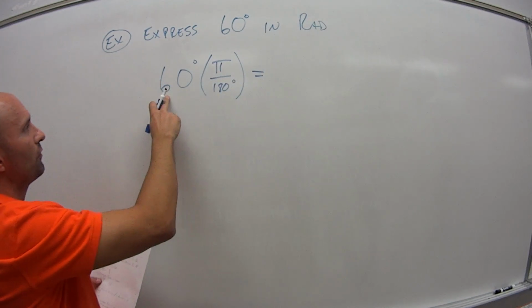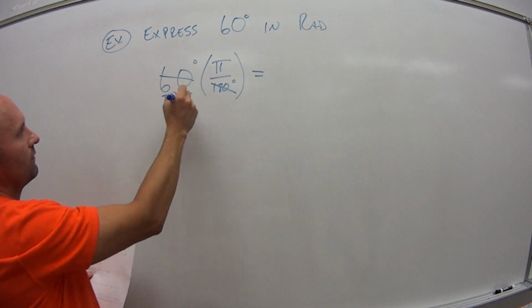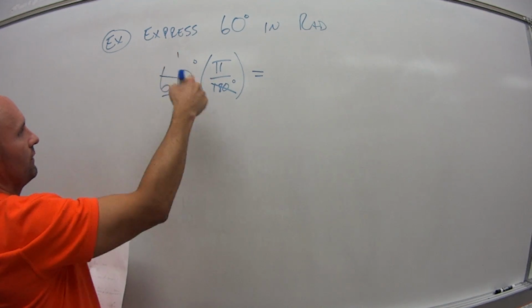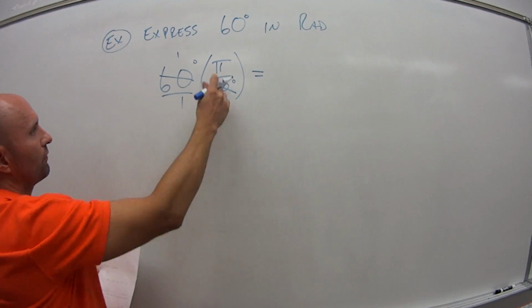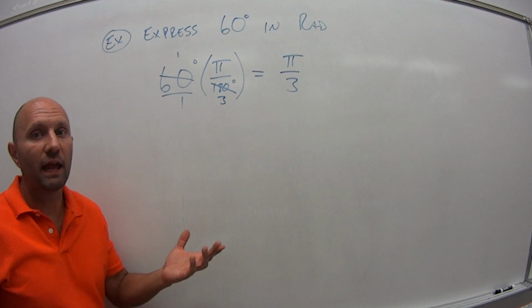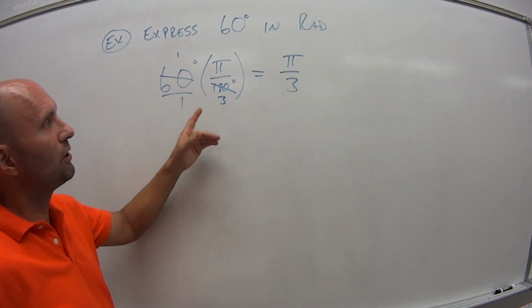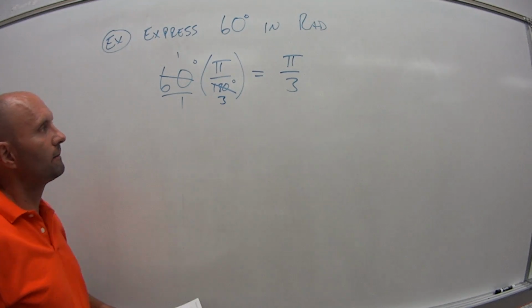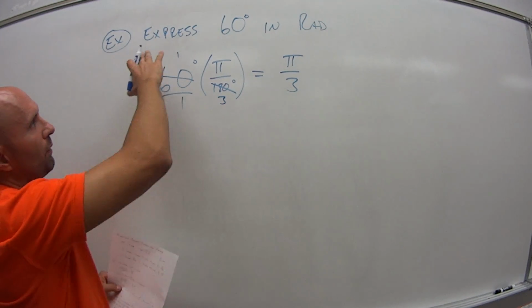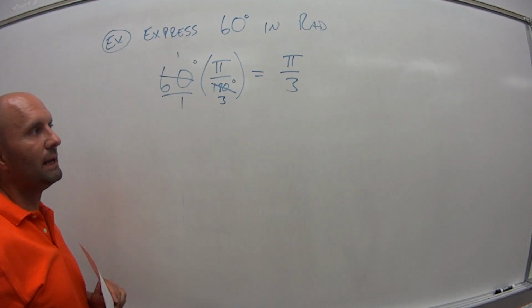So if we multiply 60 times pi over 180, the 60, this is like 60 over 1, so the 60 cancels with the 180 and gives us 3. So we get pi over 3, which again, if we look on our unit circle sheet at the 60-degree measurement, that's pi over 3. So basically, if we want to go from degrees to radians, we multiply by pi over 180.